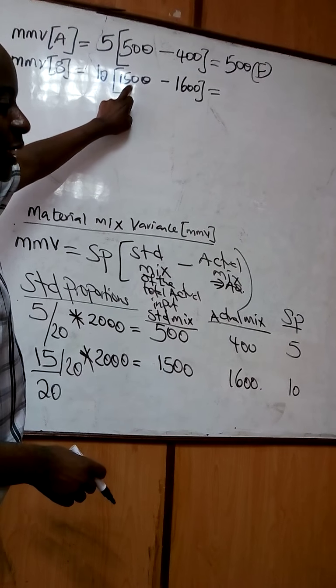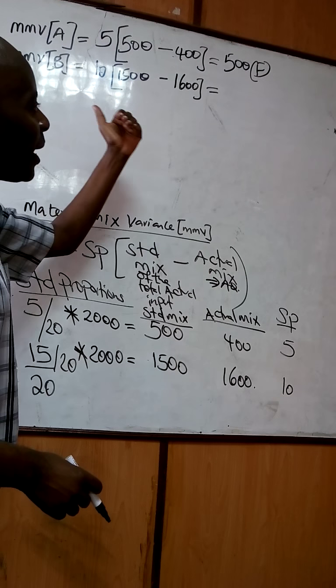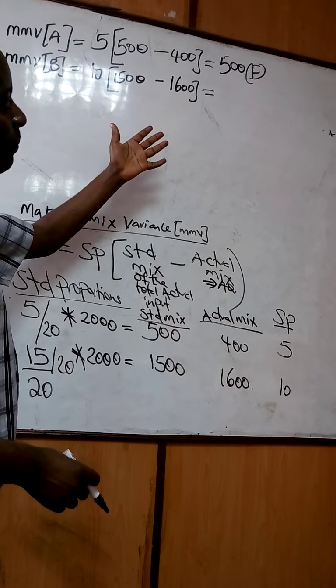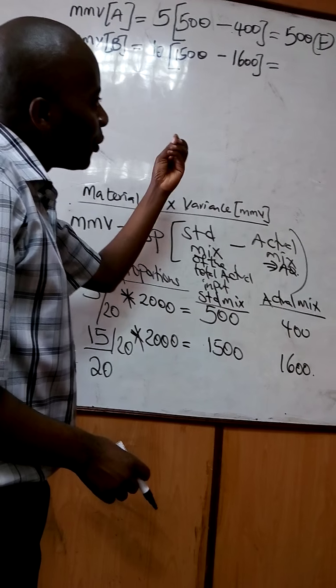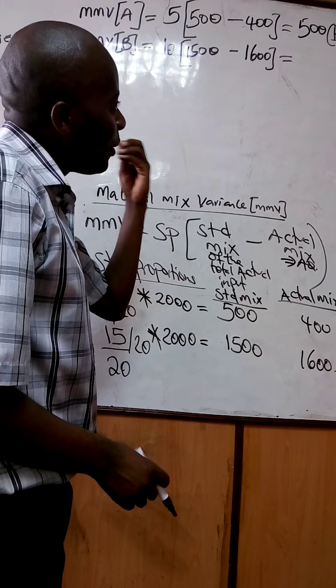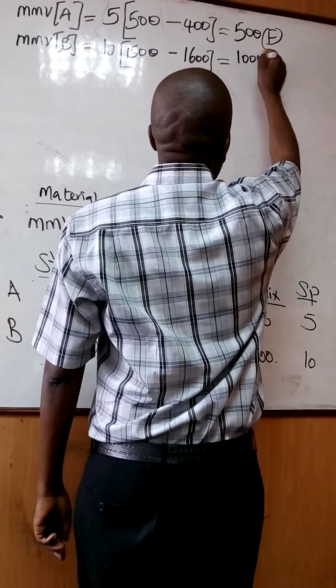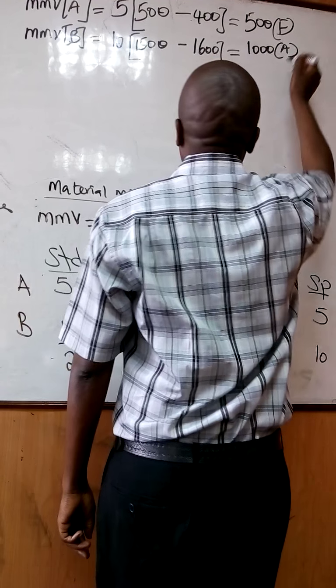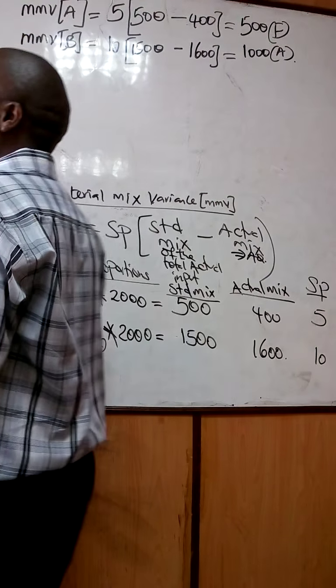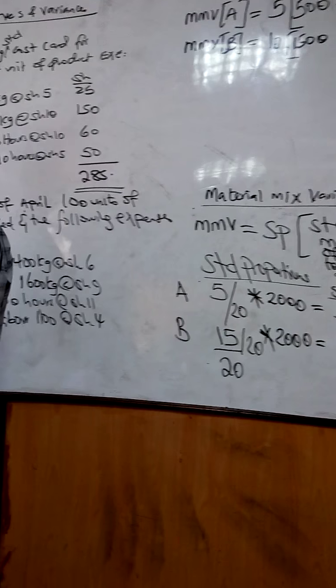You can see in this case here, this is a bad variance because we had planned to use this particular quantity and then we ended up using much more. So we exceeded our budget. That cannot be a favorable variance. That is an adverse variance. Adverse of what here, somebody? 1,000 adverse.